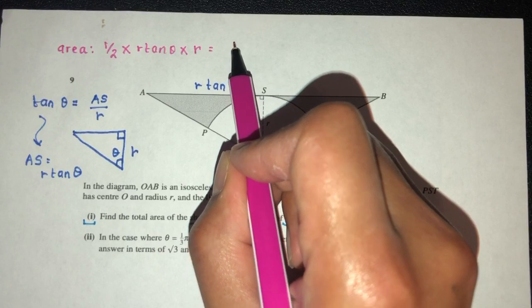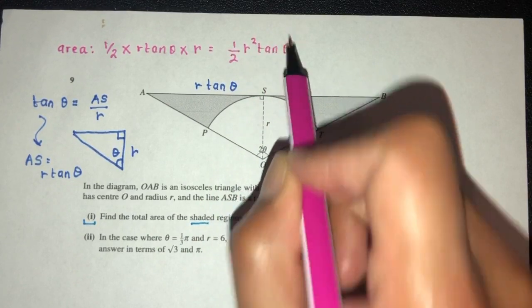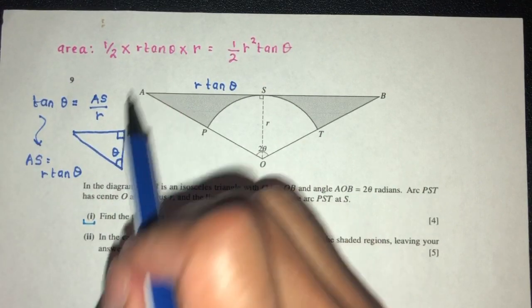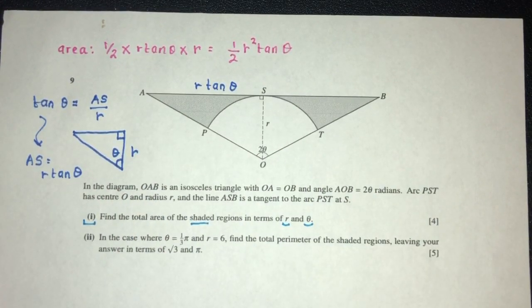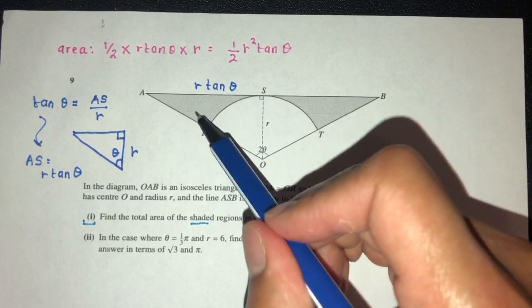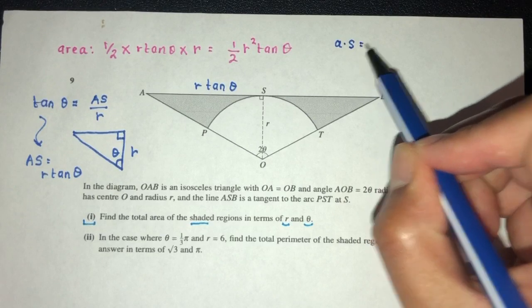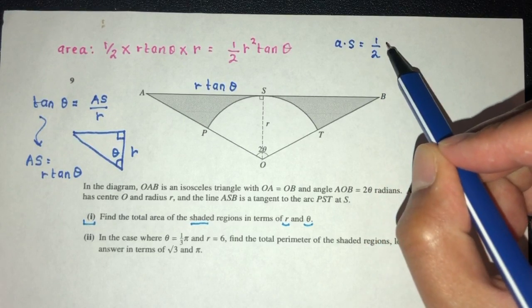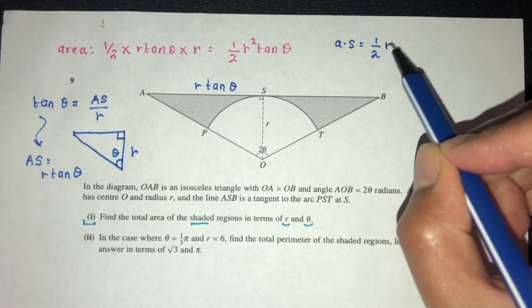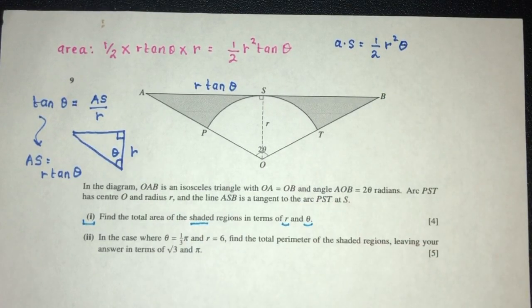That will be half R squared tan theta. Okay, that will be the area of the triangle. Now, we also want to remove the area of the sector, so we only have this one remaining. So how do you find the area of a sector? Area of sector is half R squared theta. R is the radius. Theta is just the angle here. It is theta itself already.